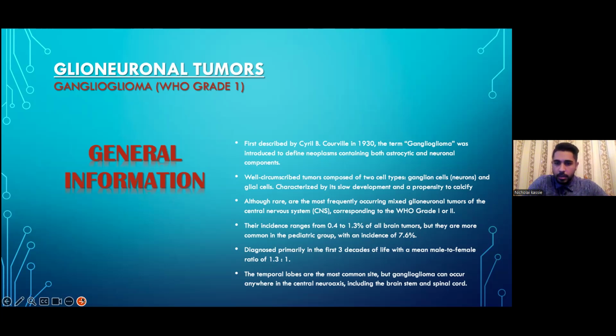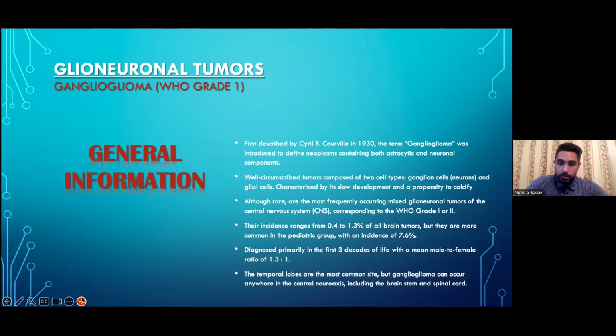Although rare, they are the most frequently occurring mixed glioneuronal tumors of the central nervous system, corresponding to WHO grade 1 and rarely grade 2. Their incidence ranges from 0.4 to 1.3% of all brain tumors, but they are more common in the pediatric group, with an incidence of 7.6%, diagnosed primarily in the first 3 decades of life, with a male to female ratio of 1.3 to 1.